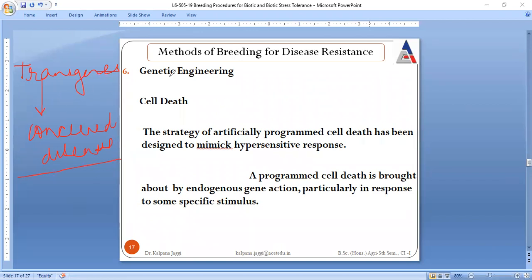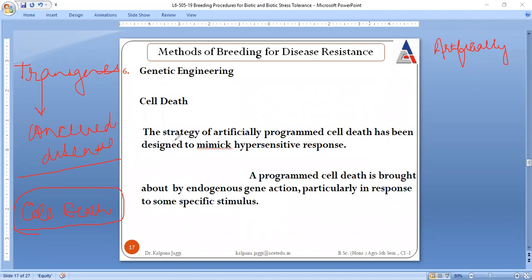But when we talk about genetic engineering, there must be cell death as a result of infection, right? This is the main concept that will be discussed in genetic engineering, that is all about cell death. Here we are inducing the cell death artificially, because if the cell dies, there will be no more copies of the particular antigen that is actually responsible for giving rise to disease.